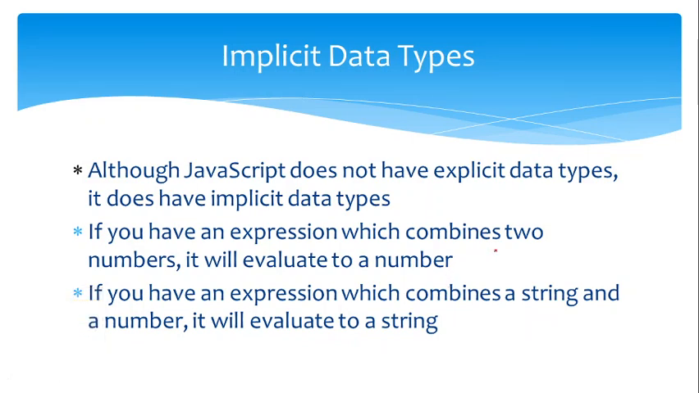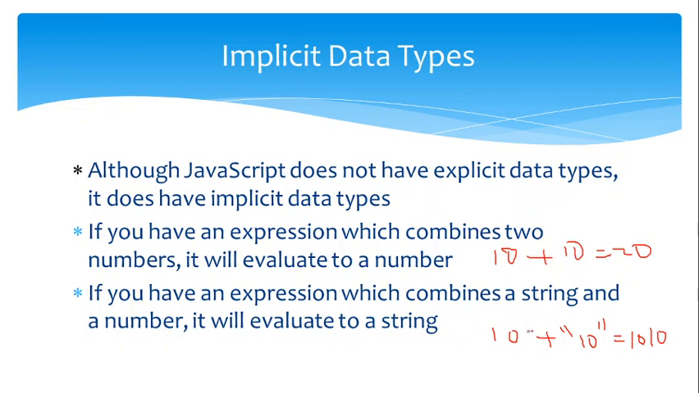Example, here 10 plus 10. Okay, 10 plus 10 is 20, but here 10 plus "10" in double quotes will give you the answer 1010, because it will be considered a string, not a number, whenever you write it in double quotes. Okay, I hope you understand this.